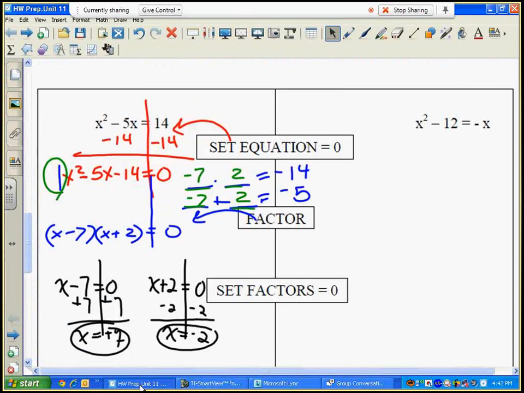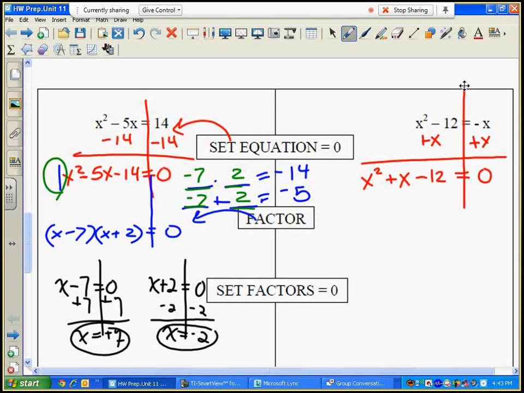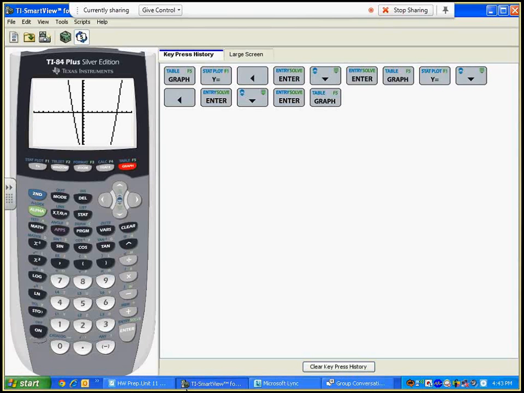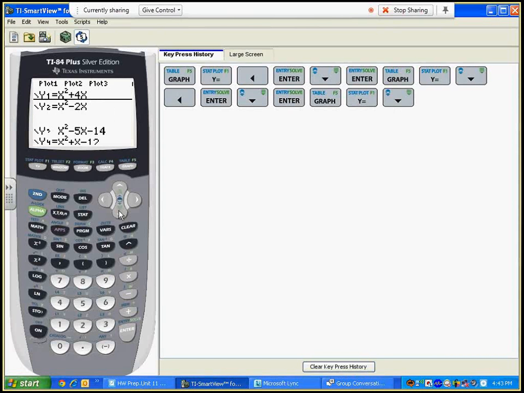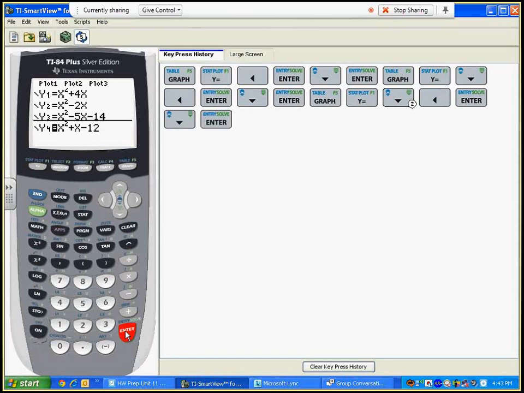X squared minus 12 equals -x. Let's set our equation equal to 0. So add your x to both sides. Notice I'm putting it in its hierarchy here. X squared, then x to the first, then the one that doesn't have any x's. Okay. Let's go ahead and take a little sneak peek here. Let's see what our answer should be. So x squared plus x minus 12 should yield us answers of -4 and +3. So let's see if that's true.